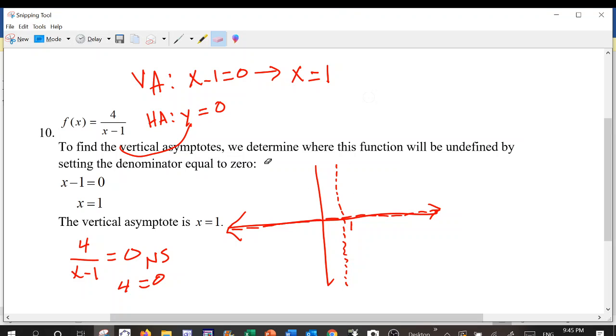Okay, so how do we graph it? Well, does it have any x-intercept? No. Does it have a y-intercept? Yes, if I put a 0 here, it would be 4 over negative 1, which is negative 4. So the y-intercept is 1, 2, 3, 4, right there. Okay?